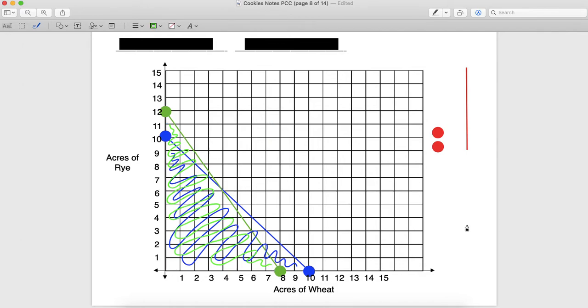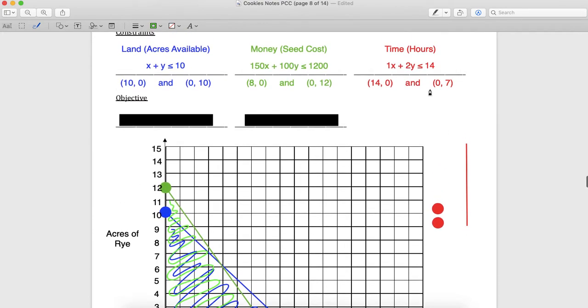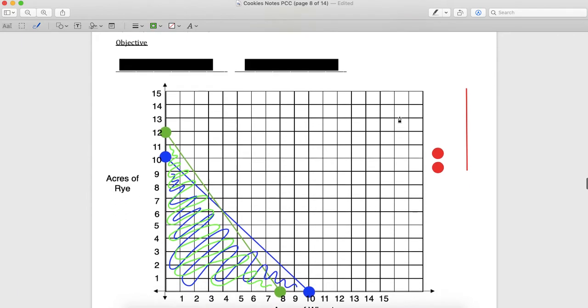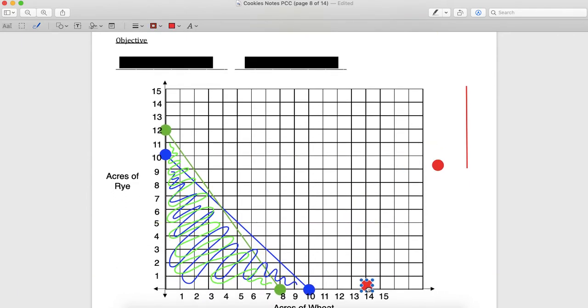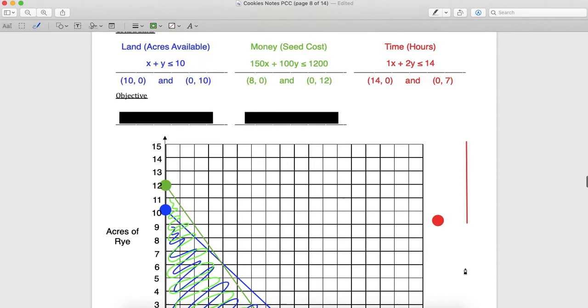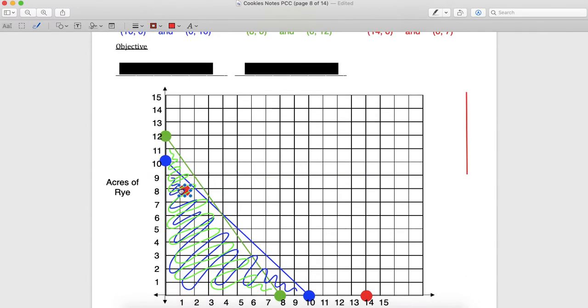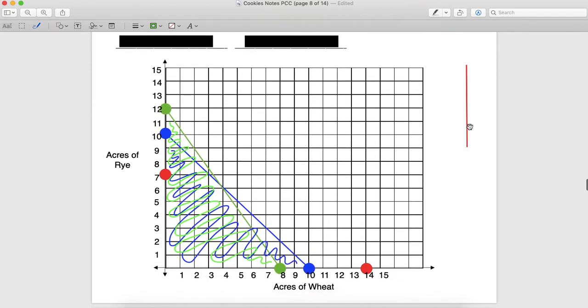All right, then my last constraint was for time. My x-intercept is at 14, so I'll plot that point. And my y-intercept was at 7, so I'll plot that point. And then I can go ahead and draw in my boundary line. And again, this represents the maximum amount of time that Jim can spend planting his acres. So I need to go up to the red line, but not past it. And so with my red, maybe I'll start down here. With my red, I want to make sure I stay below that boundary line as I shade.